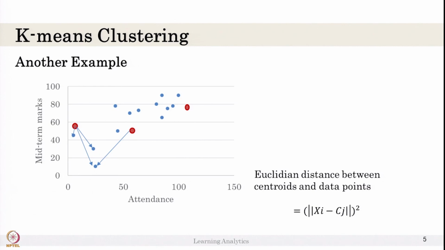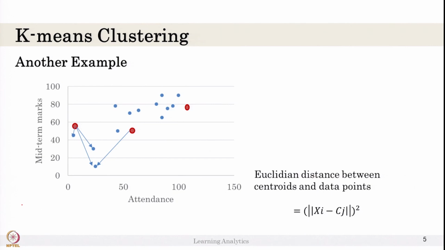Consider this data, which we have seen in previous classes. We have students' attendance and students' midterm marks. We do not know the end semester marks or anything. So, we have students' midterm marks and the attendance until the midterm, plotted in a scatter plot.